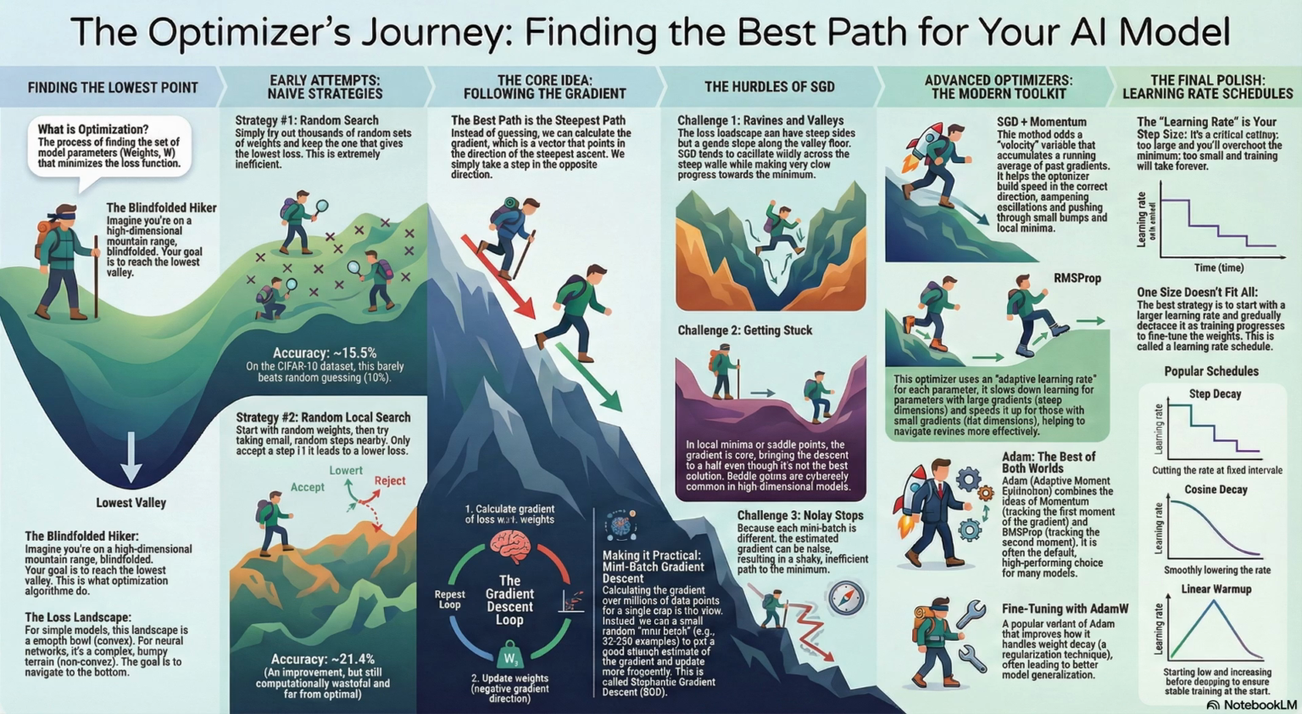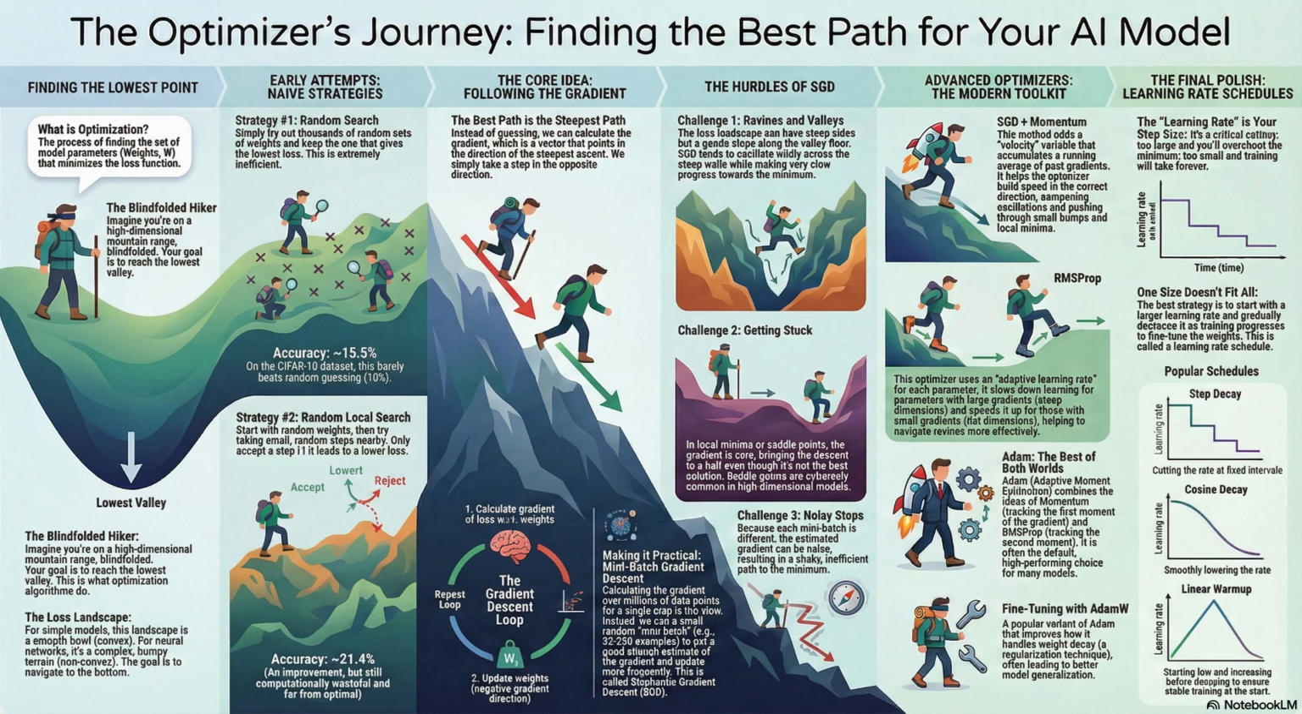But think about the cost. In a 30,000 dimensional space, you might have to check hundreds, maybe thousands of random directions just to find one that goes downhill. It's incredibly wasteful. It's the definition of inefficient. So what we learn here is that finding the absolute global best set of weights by just guessing is impossible. We need a better way.